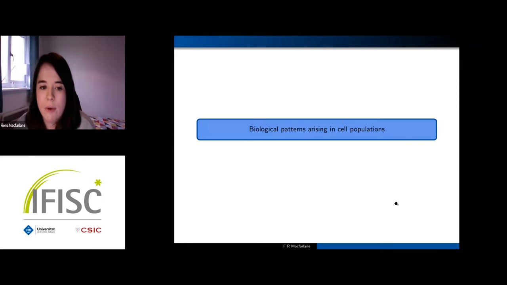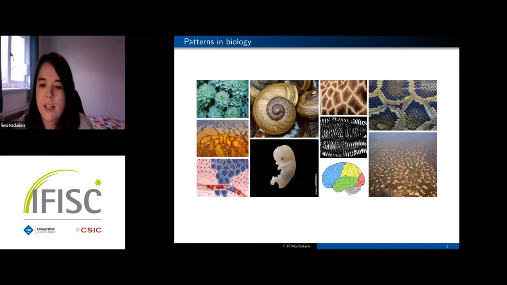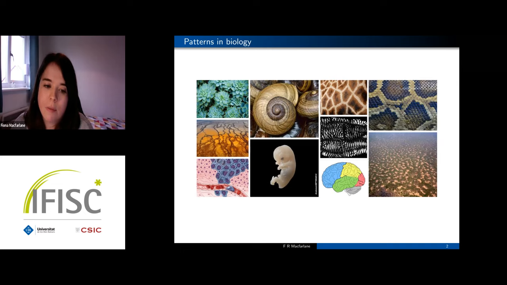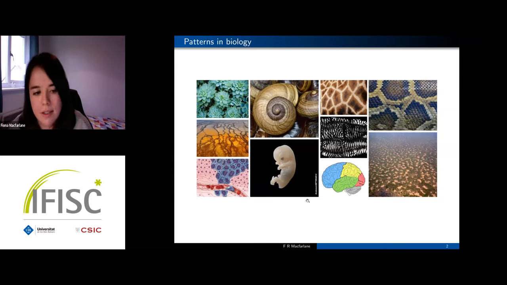So to begin with, we want to think about the types of patterns that we might see arise in cell populations. So patterns arise in a wide variety of contexts in biology. So for example, we have these vegetation patterns. We also have patterns in shells, for example, or on the coats of animals. Today's talk, we're going to mainly be focusing on patterns in cell populations, so more looking at a cellular and tissue level scale. So that could be things like cell sheets, looking at invasion in cancer, for example, or more complex patterns in things like embryogenesis.